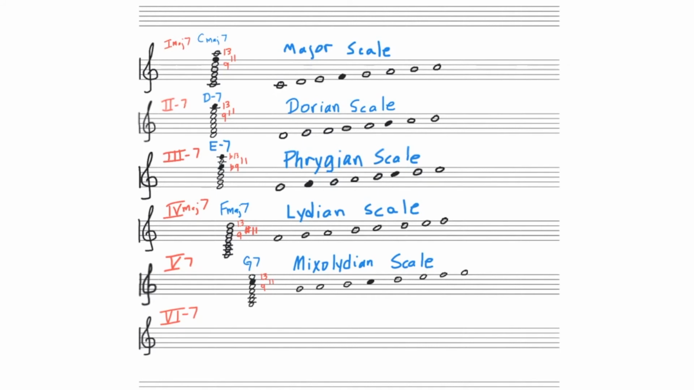Next, let's examine the 6th chord in a major key. In the key of C major, this is A minor 7. I'll begin by spelling the basic chord, then adding the tensions.